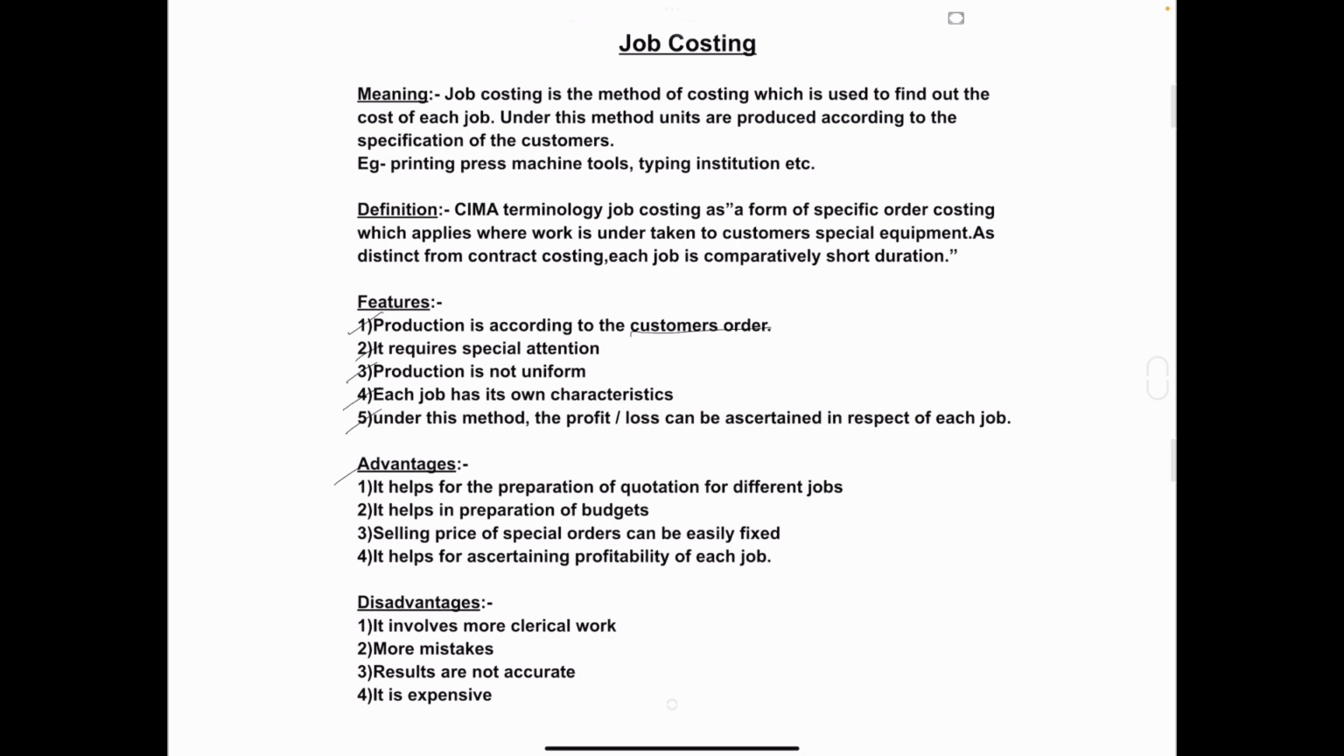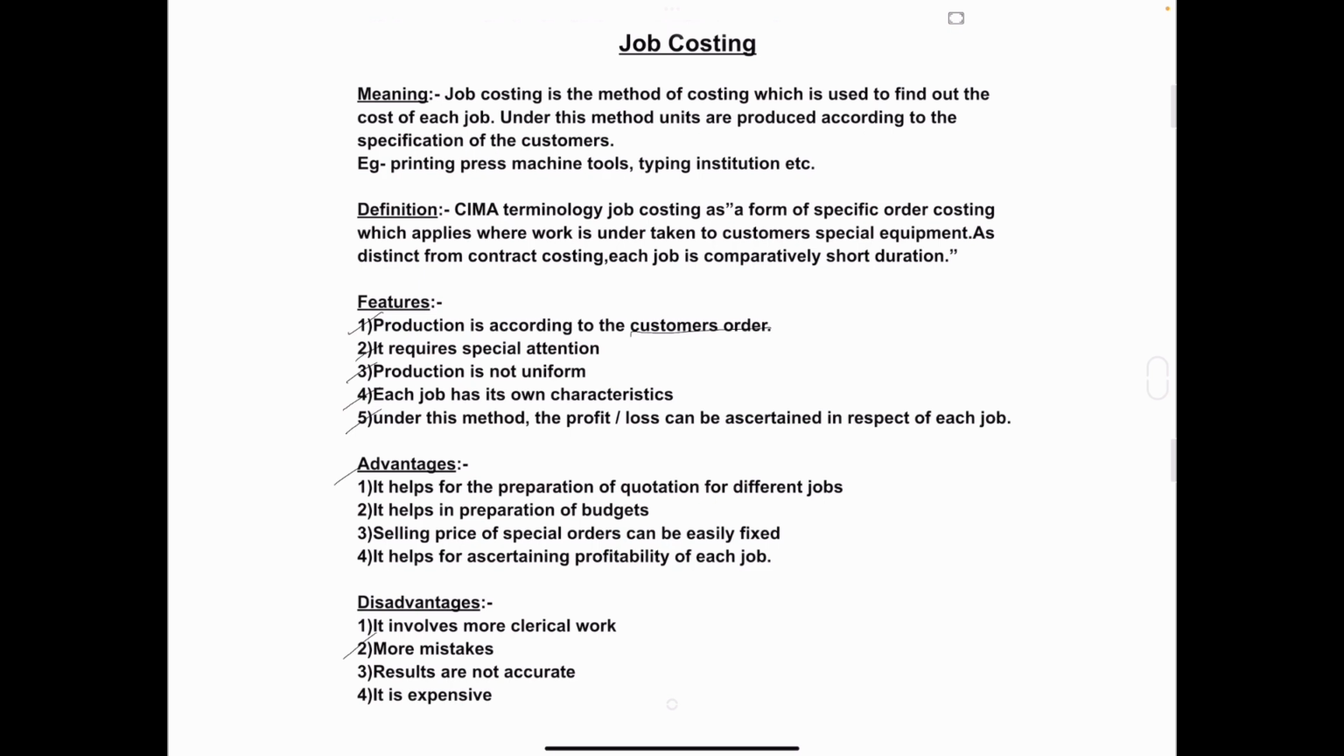Disadvantages. Number 1, it involves more clerical work. As the orders are different, for different orders, different clerical work. So it involves more clerical work. Second, more mistakes. In job costing method, they are not producing a single variety of product, so there are chances of making mistakes.